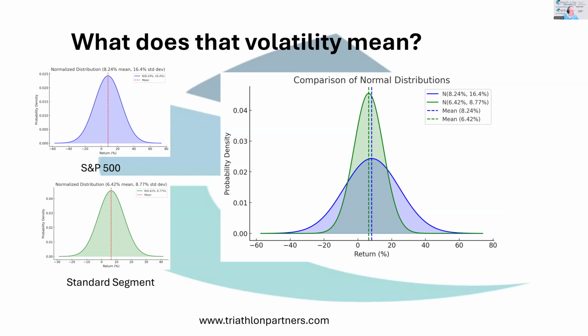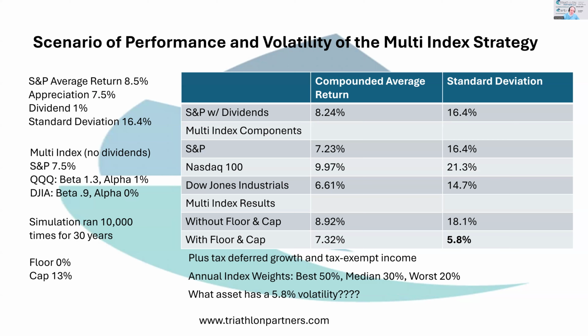Now, let's go to another product, very common in insurance, this point-to-point system. And this one has basically some sort of weighted average of three different components: S&P 500, NASDAQ, Dow Jones. We're using the same S&P 500 with dividends versus these indexes without. And for this, we're going to have a floor of 0, meaning you can't lose any money, and a cap of 13%. Now, this is a phenomenal product.